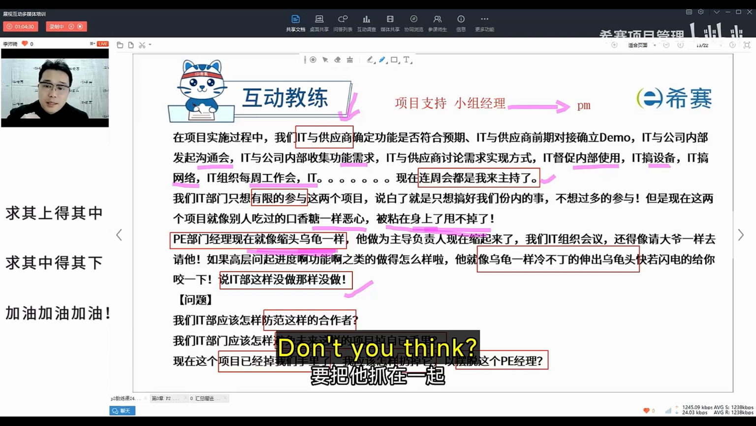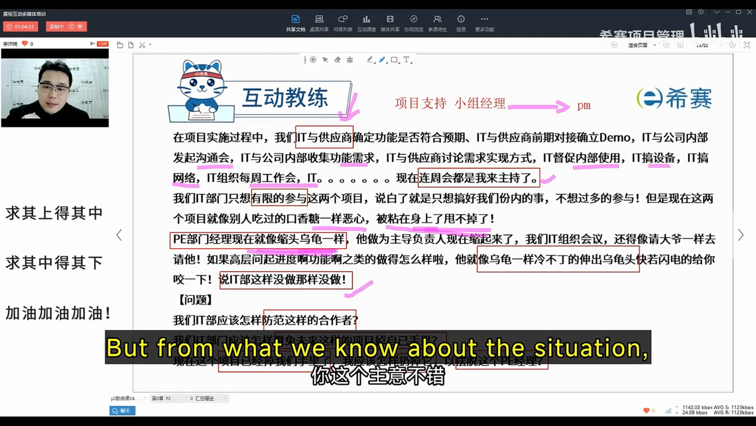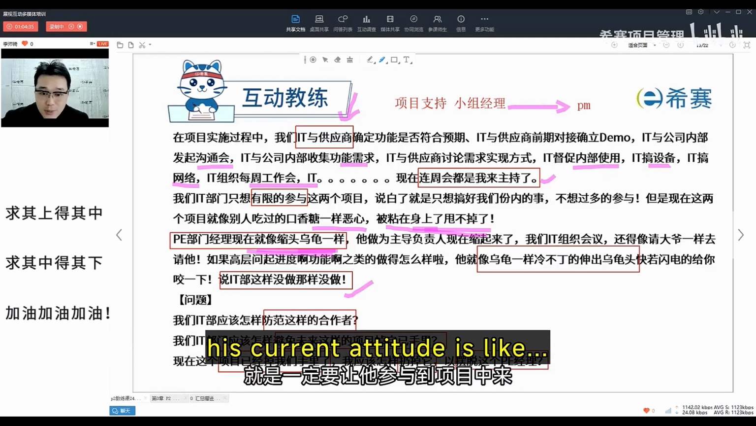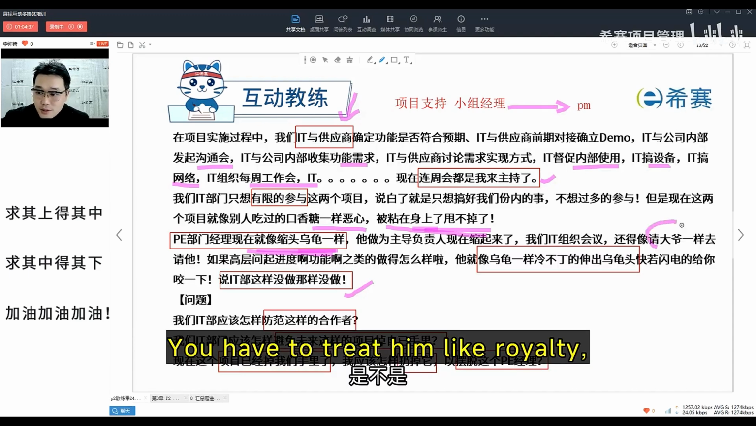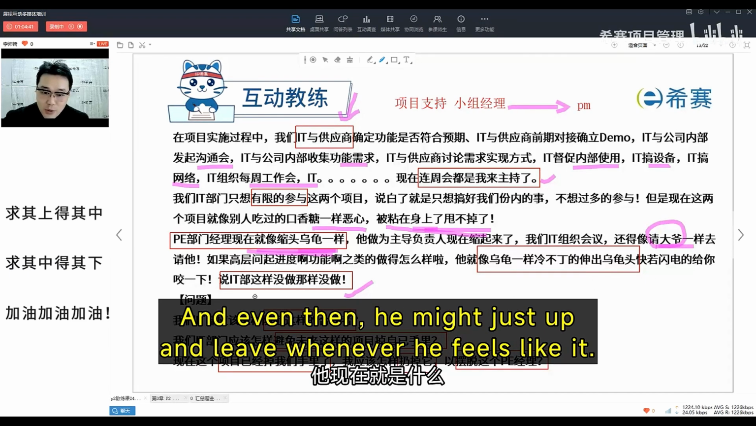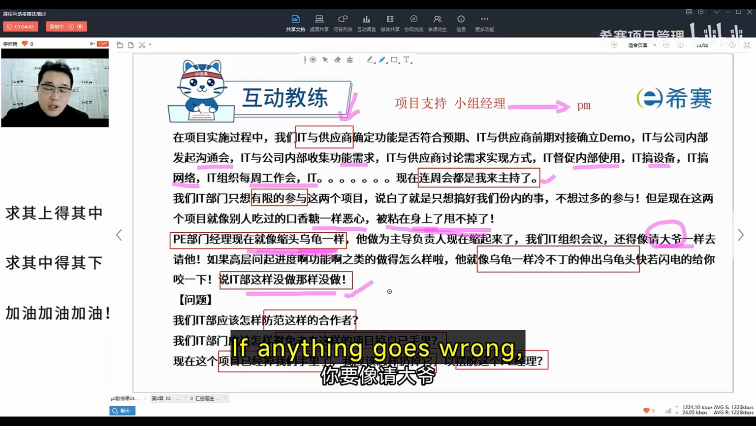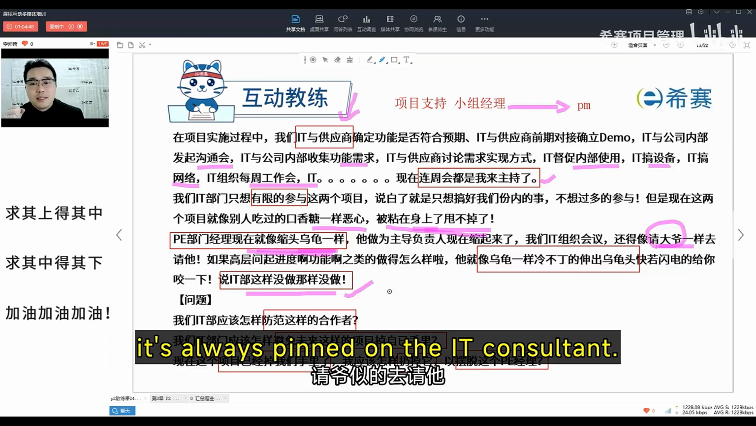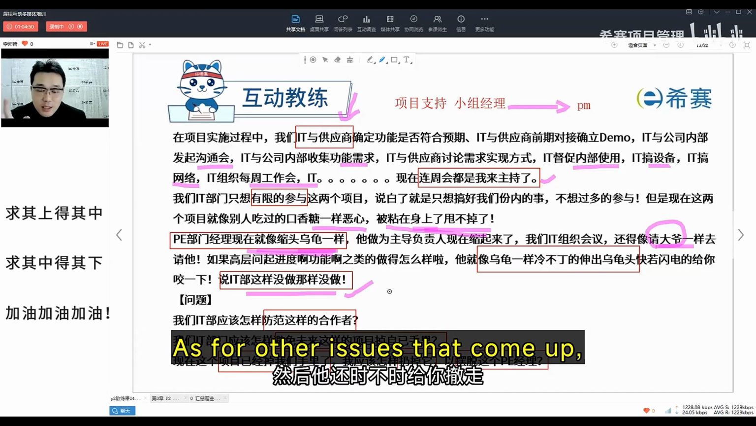Don't you think? But from what we know about the situation, his current attitude is like, you have to treat him like royalty, begging him to come on board. And even then, he might just up and leave whenever he feels like it. If anything goes wrong, it's always pinned on the IT consultant. As for other issues that come up, he's clueless about those too.